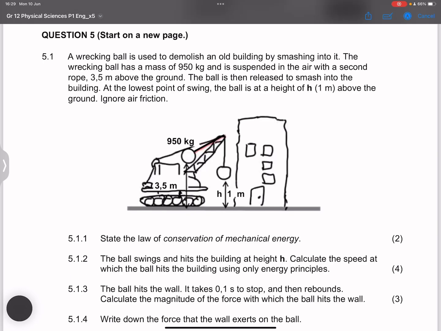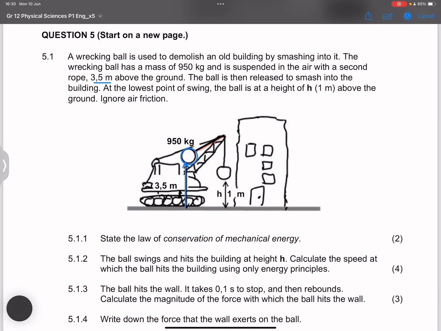On to question 5. They say a wrecking ball is used to demolish an old building by smashing into it. The wrecking ball has a mass of 950 kilograms and is suspended in the air with a second rope, 3.5 meters above the ground. Okay, so I'm trying to just understand that picture. So there's our wrecking ball there, and it is 3.5 meters above the ground.